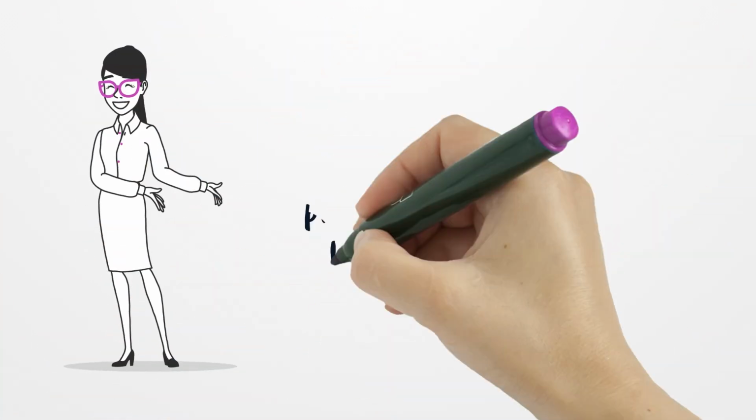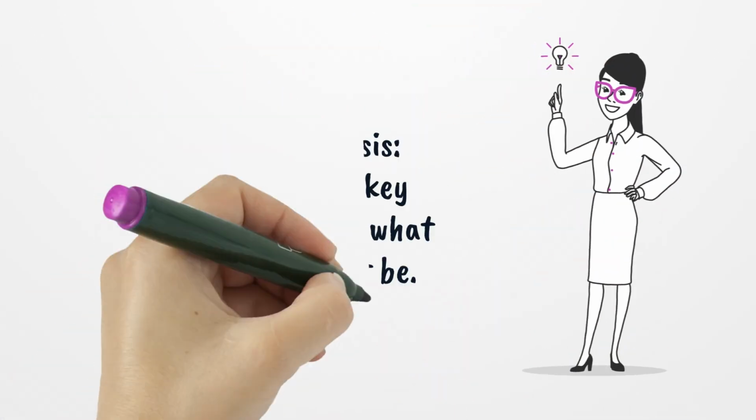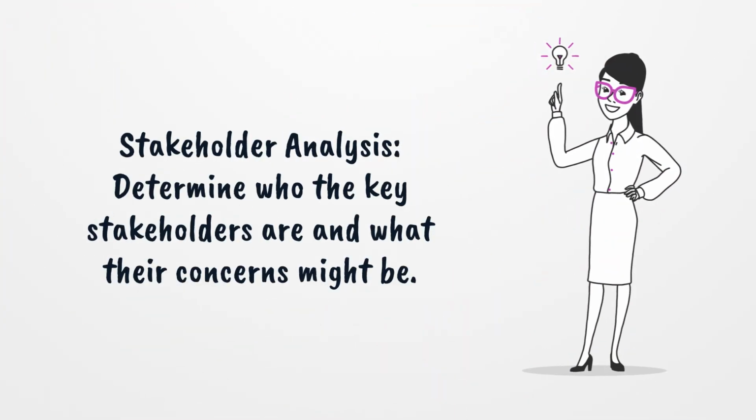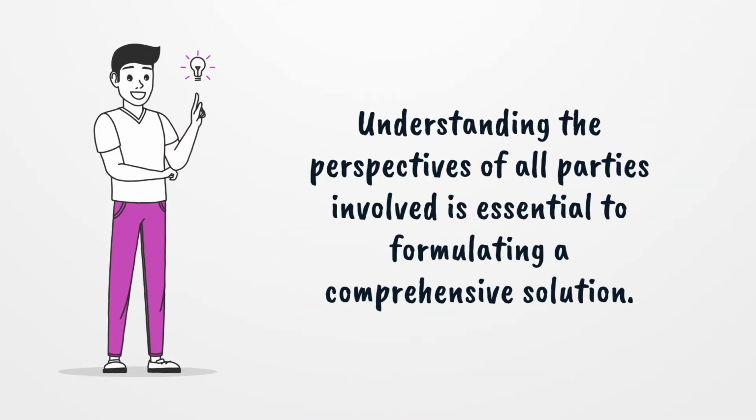Steps for analysis. Defining the problem. Start by identifying the problem statement clearly. What is the issue? How does it impact the business? Stakeholder analysis. Determine who the key stakeholders are and what their concerns might be. Understanding the perspectives of all parties involved is essential to formulating a comprehensive solution.